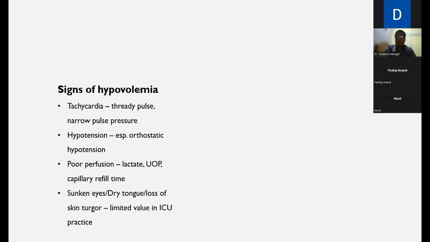So what are the clinical signs of hypovolemia? We all know the first and foremost is tachycardia. The patient may be having a thready pulse, narrow pulse pressures. He may be hypotensive, especially orthostatic hypotension, which is the initial sign of hypovolemia. Then poor perfusion, already discussed. Then sunken eyes, dry tongue. These are usually for ward patients or OPD patients who are having these problems for a long time. They are not much relevant in ICU practice.